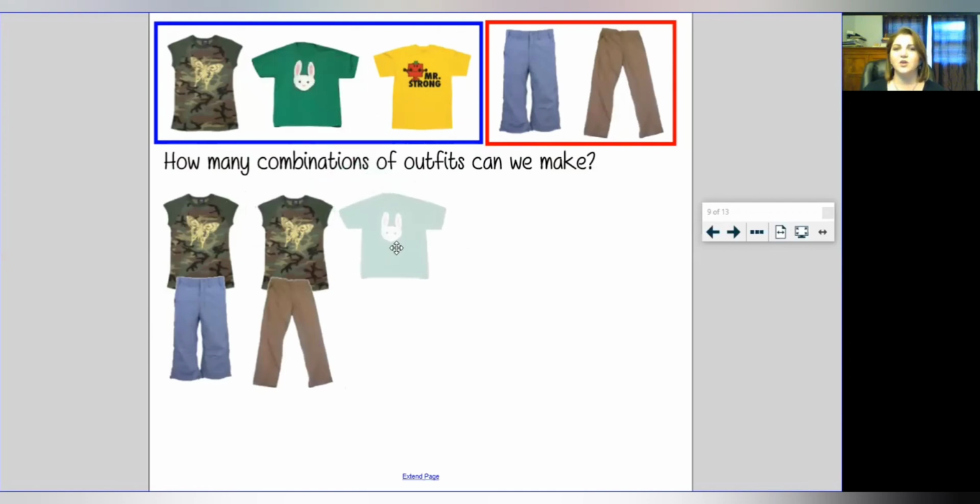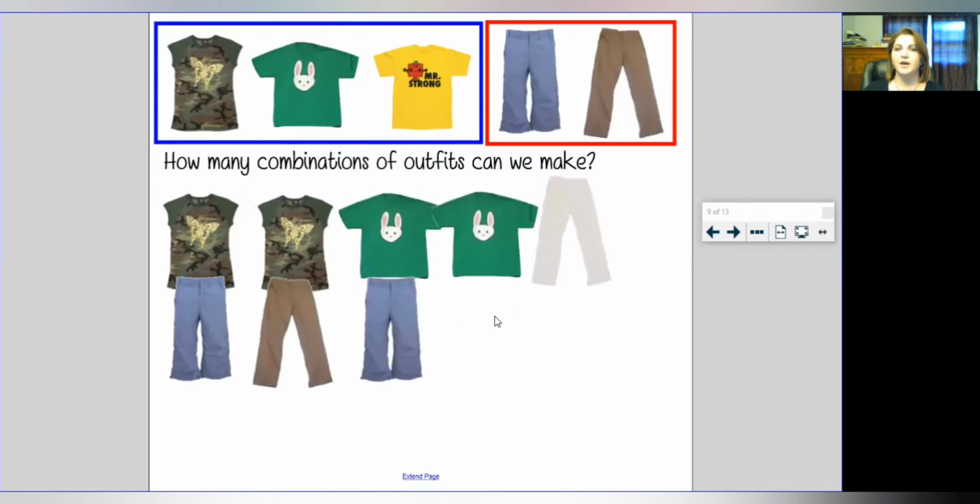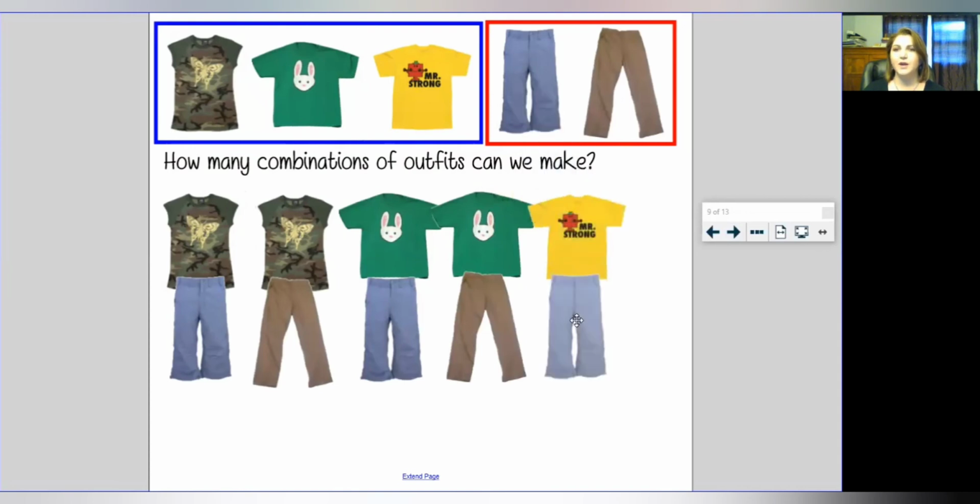Next, I have the green shirt with the bunny rabbit. I could pair it with a pair of blue jeans, or I could pair it with a pair of khaki brown pants. Next, I have the yellow Mr. Strong shirt. That could be paired with blue jeans, and that can also be paired with a pair of brown khaki pants. So how many combinations have I made?